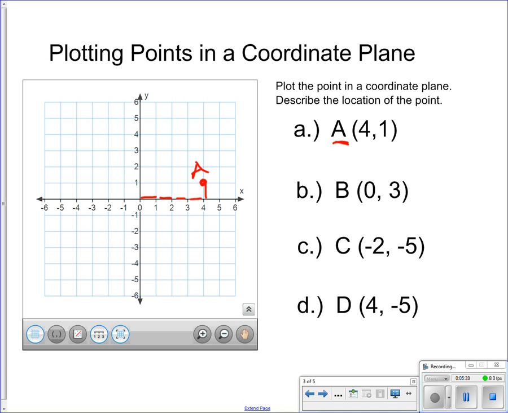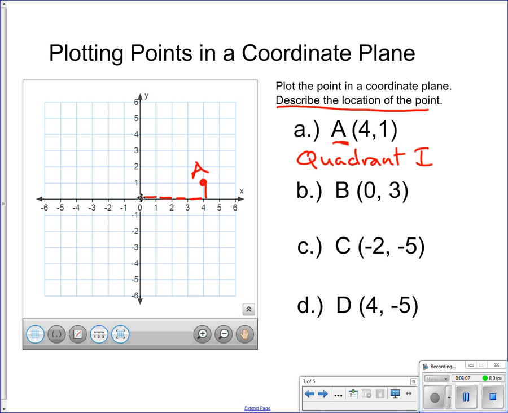Second thing it says is describe the location of the point. To describe the location of the point, you have to tell me where it is based on the labels I gave you on the first screen. I gave you an origin, an x-axis, a y-axis, and 4 quadrants. So this one fits into quadrant 1. So to describe the location, I would put quadrant 1. And that's how you describe the location. Not a sentence, not a paragraph, just where it is: it's in quadrant 1.